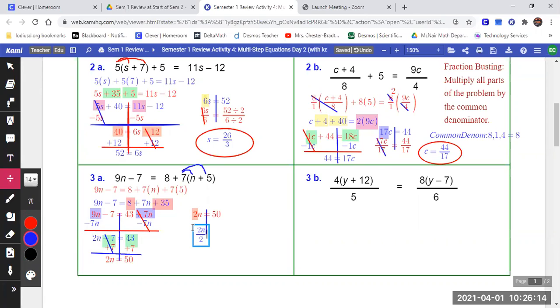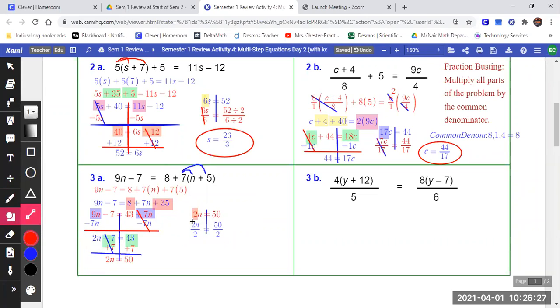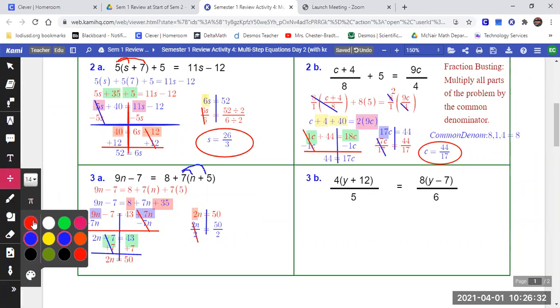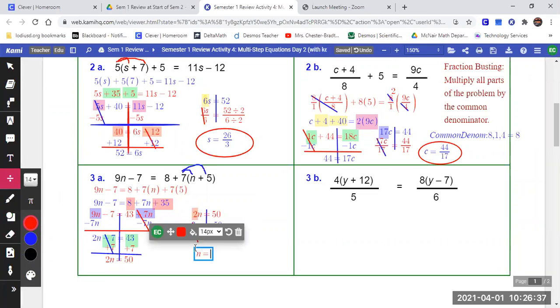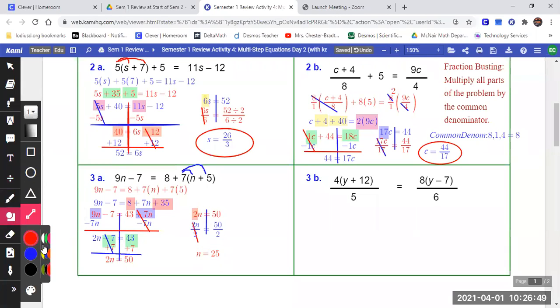2n divided by 2 has to equal the 50 divided by the 2. And we're excited because it's coming out to be a whole number. We know that 2 divided by 2 is the number 1, so that is gone. And what's left on the left-hand side is the n. And that n is going to equal, solve the math, 25.